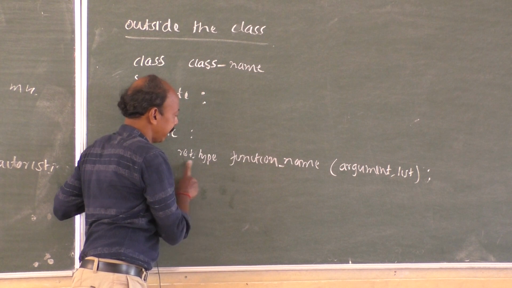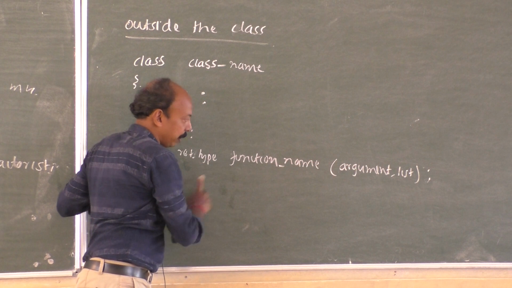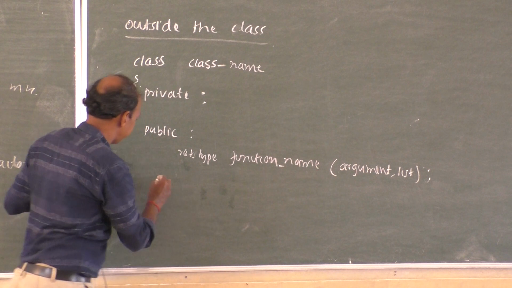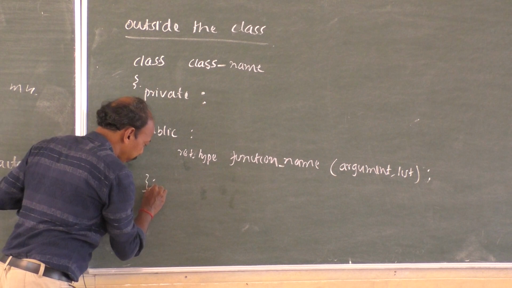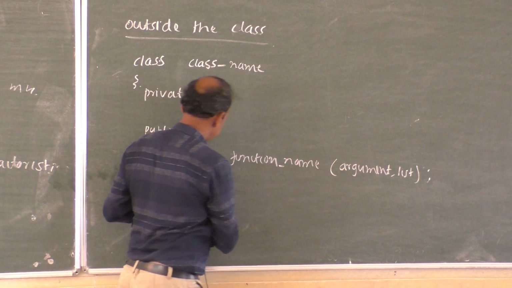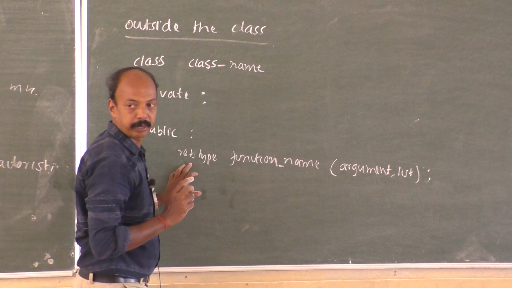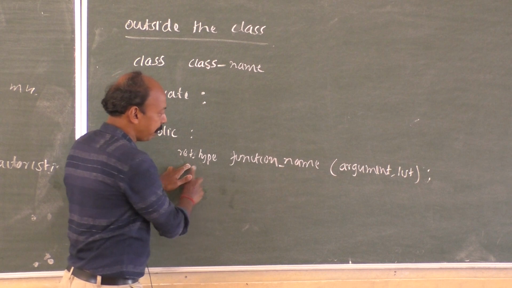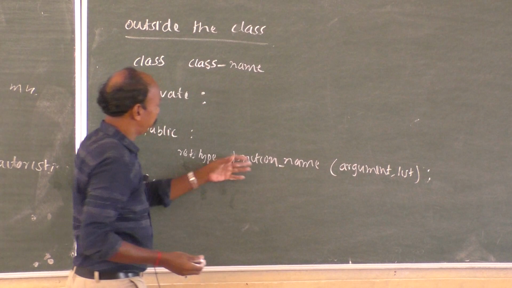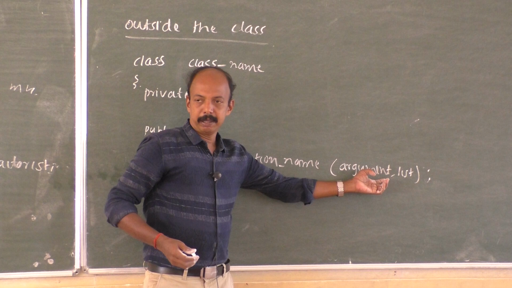In that case, return type, function name 1, argument list, return type, function name 2, argument list, semicolon, etc., we have to write. Then we shall close it here, and we are going to close the class. Once again, note the difference. Here, return type, function name, argument list, semicolon. In the previous case, we had return type, function name. It can have the argument list, but usually whenever we are writing the function inside the class, this part will be empty, in most cases.